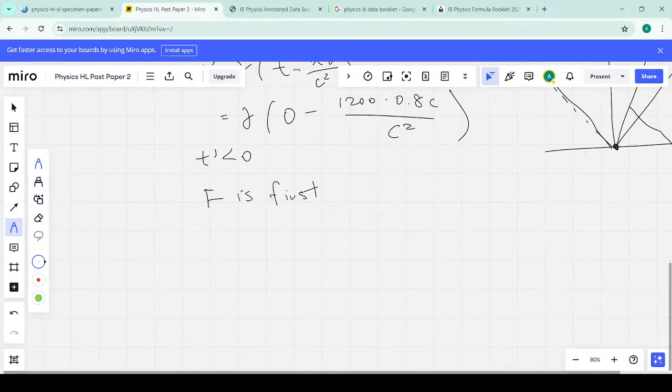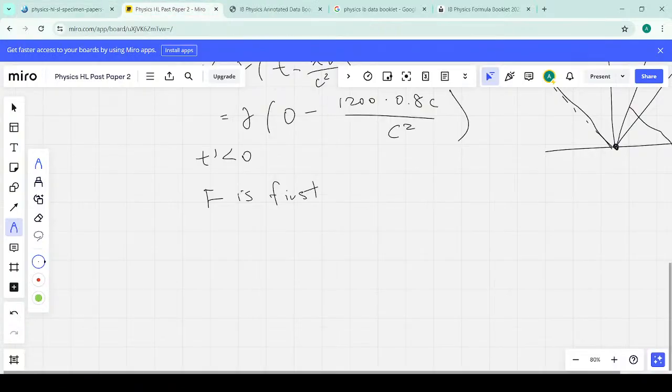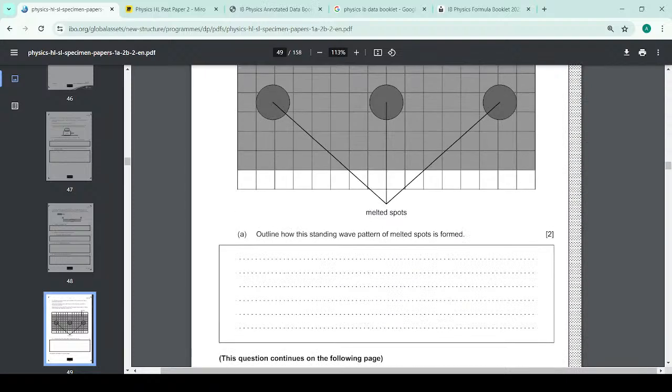Right, next one is question 3. In a microwave oven, electromagnetic waves are emitted so that a standing wave pattern is established inside the oven. A piece of chocolate is placed inside the oven and the microwaves are switched on. The chocolate is stationary. Melted points form on the chocolate. The diagram shows the pattern of the melting on the chocolate. Each square has a length of 1 centimeter.